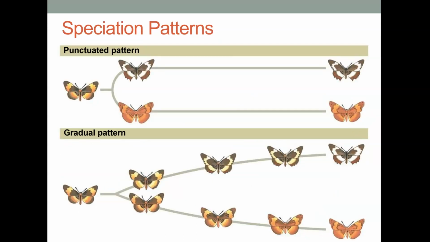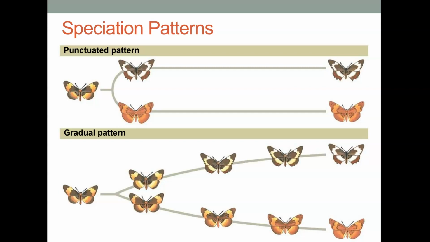Okay, so speciation patterns. Over these millions of years, how does that change occur? Does it occur fast, or does it occur slow? Does it happen all at once, or does it happen gradually? Well, there are two different patterns of speciation that we use as a model.